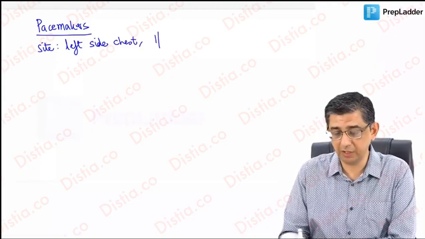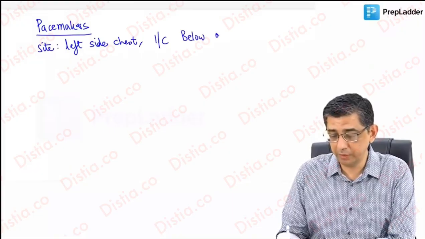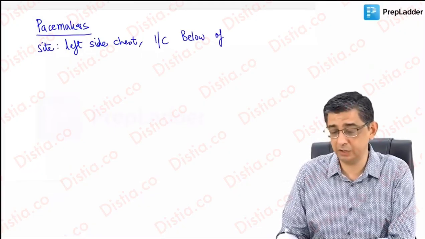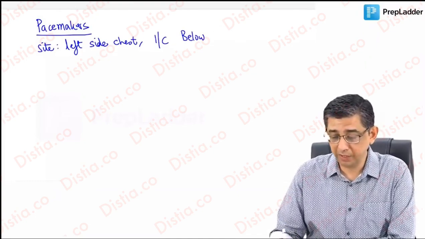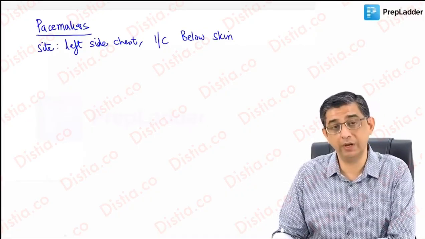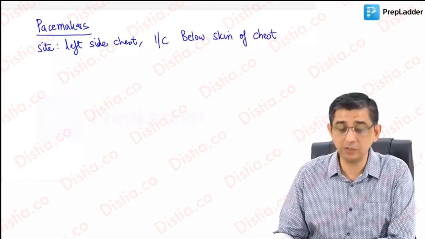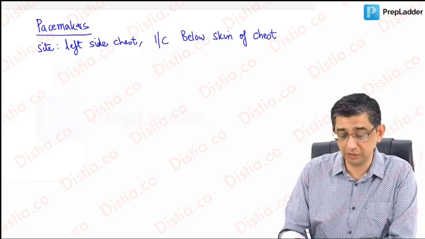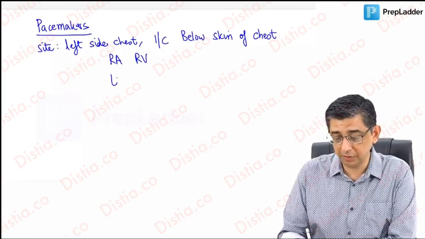IC here means infraclavicularly, and the batteries and the hardware both will be deployed just below the skin of the chest. But when it comes to the wires or the leads per se, the leads are gonna go through the soft tissues and touch the heart. Now we are going to study which surface of the heart these leads will touch, because there are four chambers: right atria, right ventricle, left atria, left ventricle.